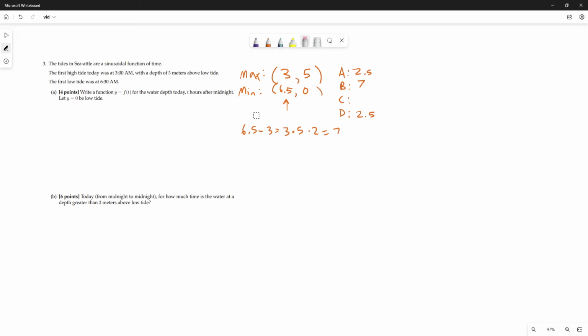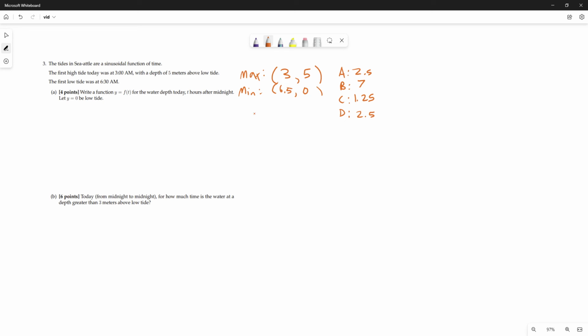And for our phase shift value, we are going to take the maximum x value, which is 3, and subtract 1/4 of the period. So that would be 7/4, which would come out to 1.25. Now we have our four variables, so we can write our equation now.